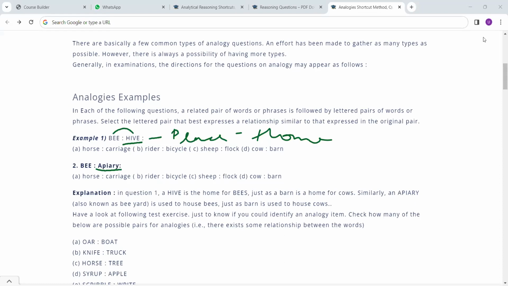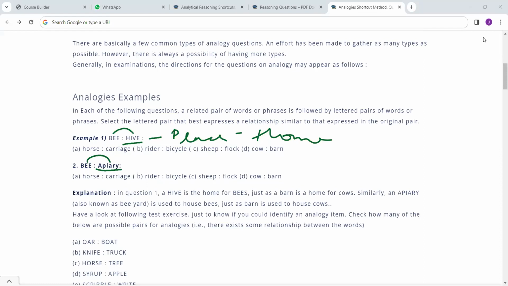So over here, what are we doing? We are looking for a relation between the two things. What kind of relation is it? For example, day is to night. Day is to night means they both are opposite of each other. It can be a synonym also, it can be an antonym also.